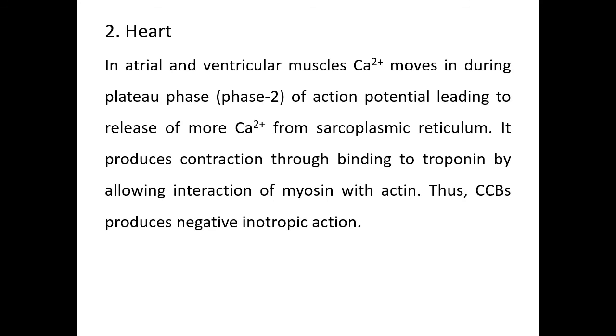Calcium channel blockers acting on the heart. In the heart they are also reducing the calcium ion concentration inside the cell, and that leads to reduced release of calcium from the sarcoplasmic reticulum. That reduced calcium concentration is unable to bind with troponin, and if there is reduced binding of calcium with troponin, then there is a reduced interaction of myosin and actin, and there is a reduced contraction of the myocardial fibers.